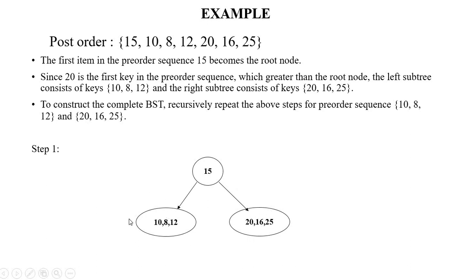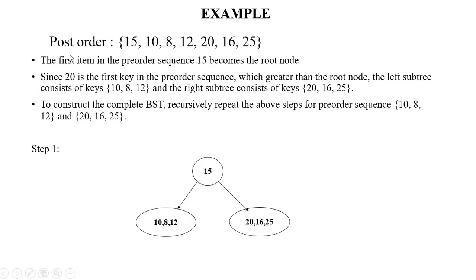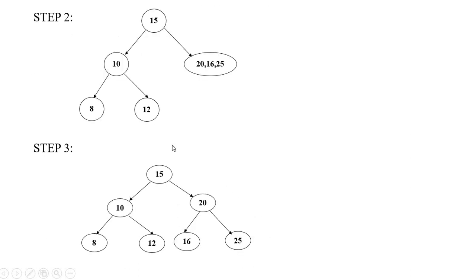Now let's frame a tree for the left child, the left subtree. Here the first element will be the root, isn't it? So 10 will be the root. Sorry, here it's a pre-order traversal, not a post-order. So 10 will be our root element, 8 will be our left child, and 12 will be our right child.